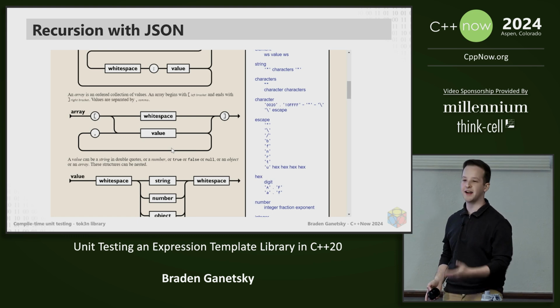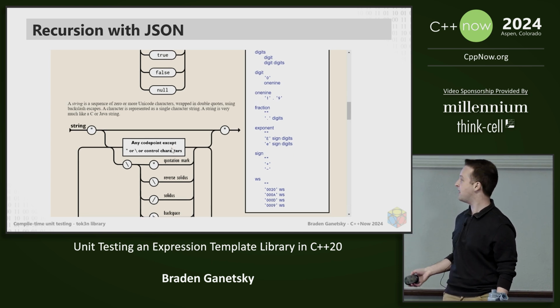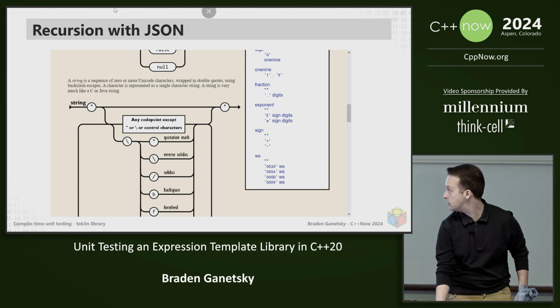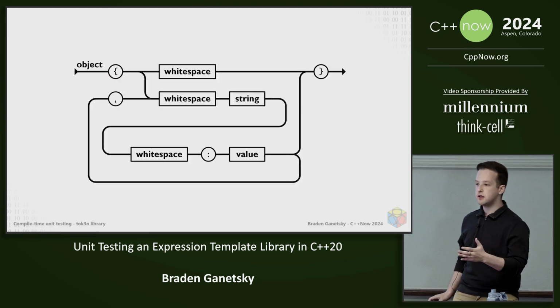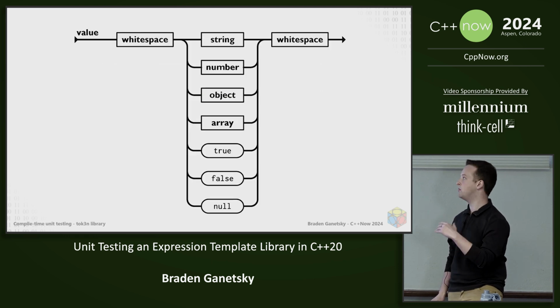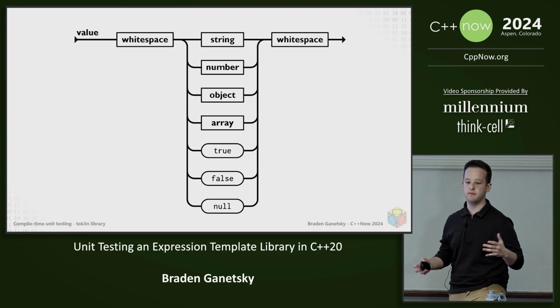This is also a callback to Ben's talk as well, where he does that kind of thing. I'm not going to show off any of the ones that are not recursive. I don't really care about those for these slides. I'll show off the recursive ones. So back to my screen. An object depends on a value. An array depends on a value, but a value depends on object and array. So it's mutually recursive. How do you do this with expression templates?